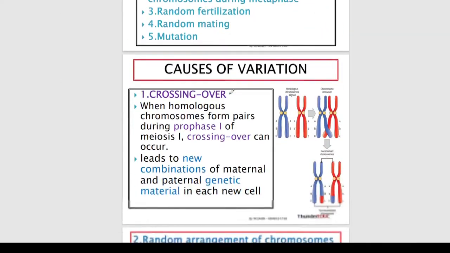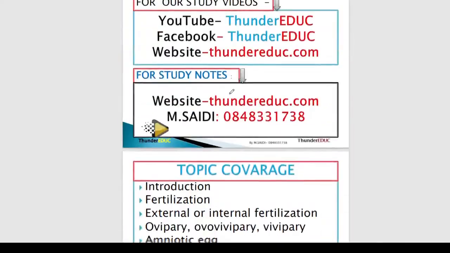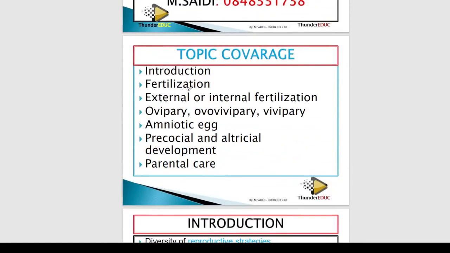Reproduction in vertebrates. Even if I don't waste too much time on reproduction in vertebrates, there is external fertilization, internal fertilization, viviparous, oviparous. Oviparous means that development is outside. Ovoviviparous means development is inside the mother's body, but the embryo obtains nutrients from the yolk. Viviparous, the development is inside, and the embryo or the fetus obtains nutrients from the mother through the placenta.